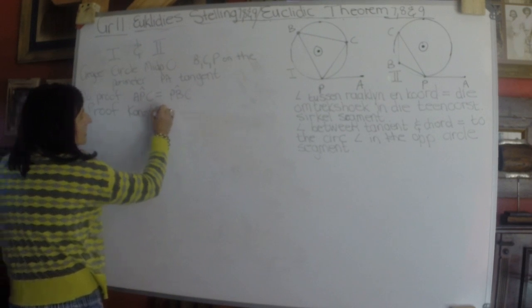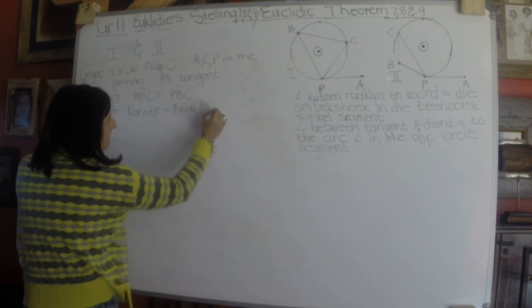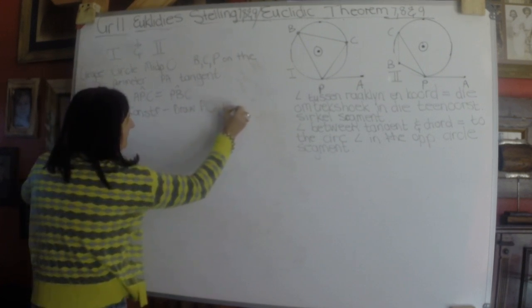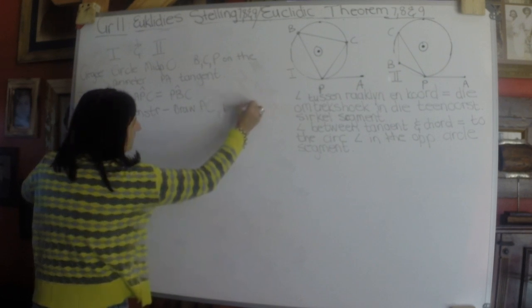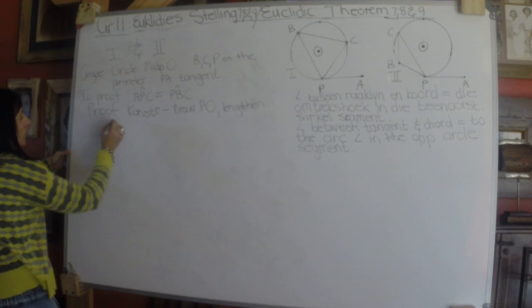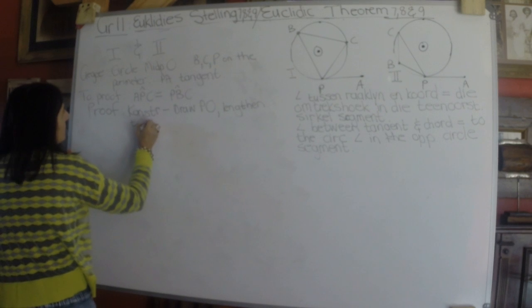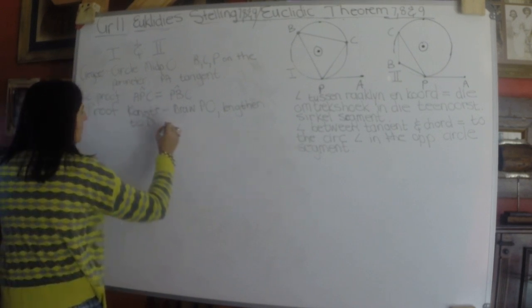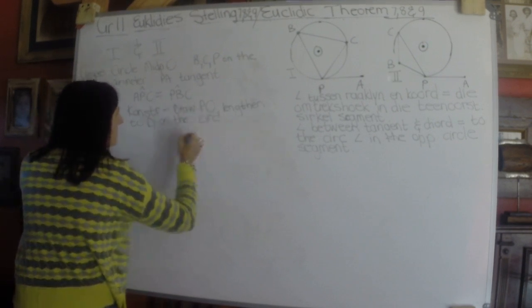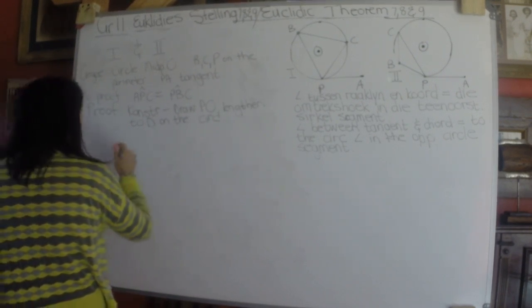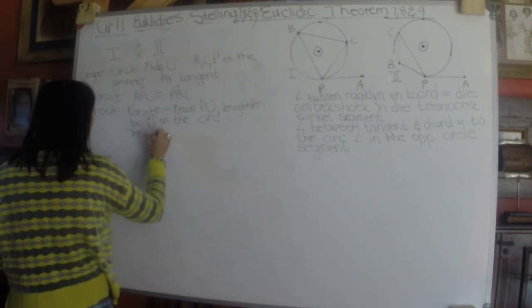And the construction is: draw BO, lengthen to D on the circumference, and also draw DB.